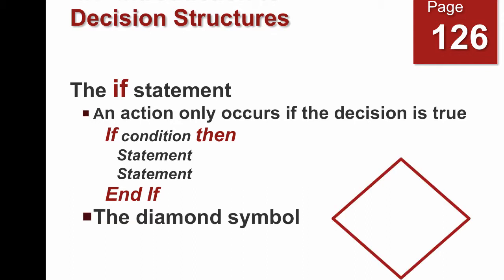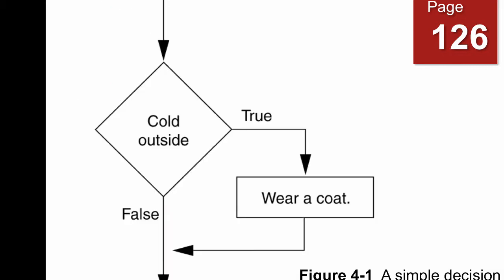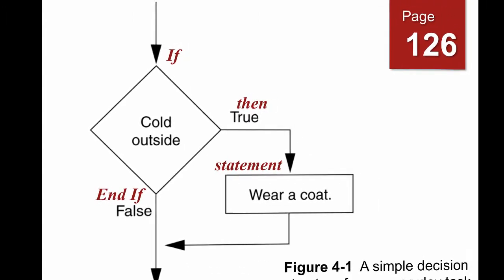Whenever we represent a decision or a condition, we represent it with a diamond, and we write our little condition inside that diamond. So here's a good example of one. We come down and we say, if it's cold outside, if that's true, then we wear a coat, and then we end the if. Now, you'll notice if we come down and it's cold outside and it's false, we just go straight through. We don't even bother going to the closet and looking at our jackets. So the idea of this being a single alternative structure is pretty evident. So there's our if-then statement, and our end if.